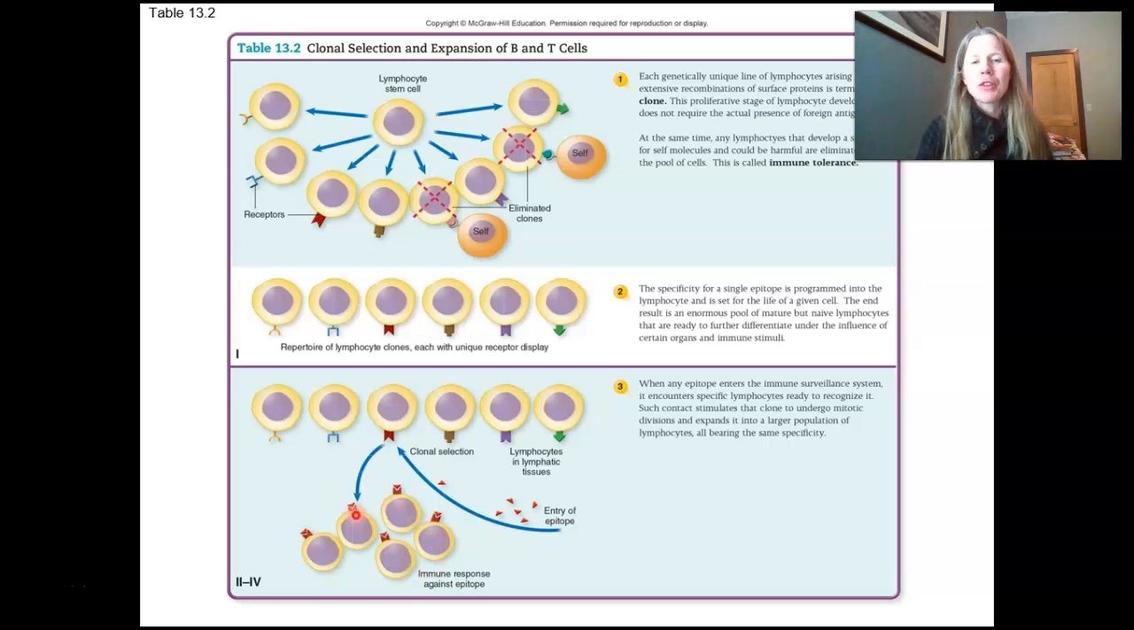And so that's exactly what you're seeing down here, is one cell becomes two, becomes four. And so you hit this massive, what we call clonal expansion of that selected lymphocyte. That's the one that we need in order to do the job.